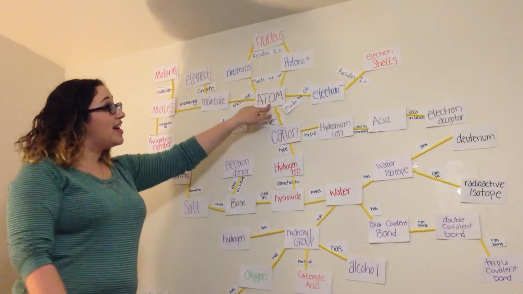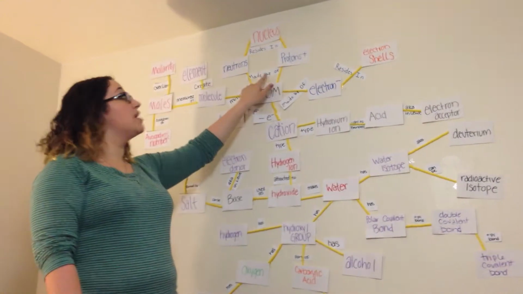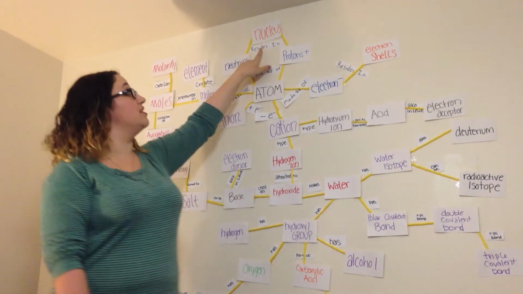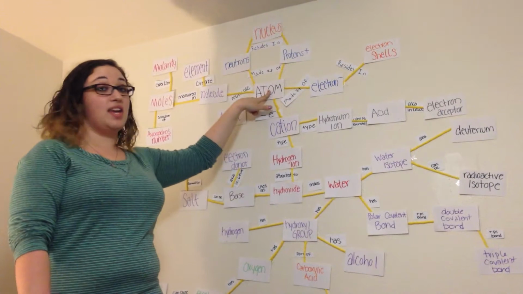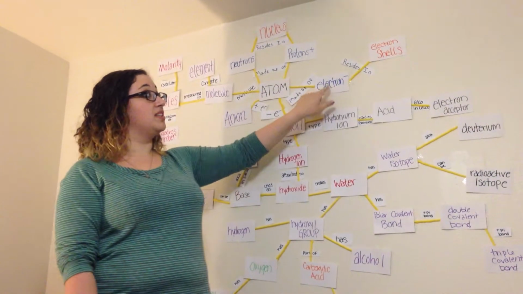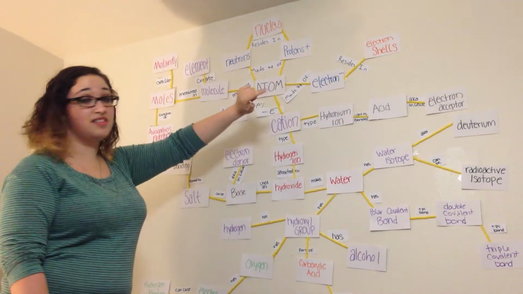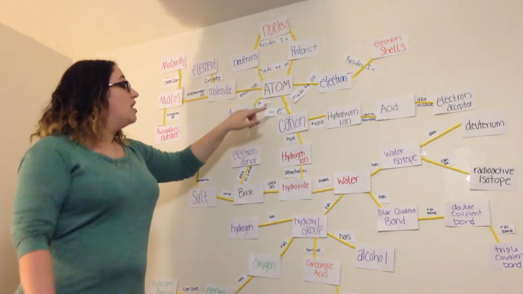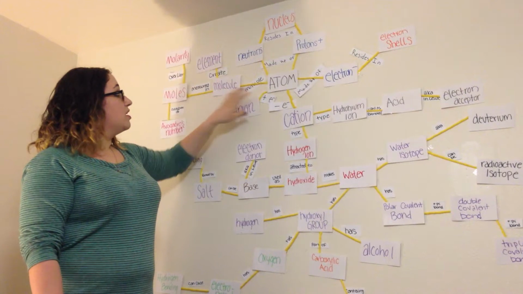I'm going to start with the atom. An atom is made up of protons and neutrons. They reside within the nucleus. It is also made up of electrons, but the electrons live outside the nucleus in electron shells, which are also energy levels.